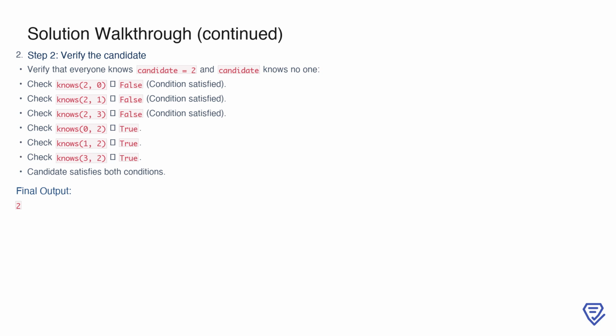Then, we check if everyone knows person 2. The results of knows(0, 2), knows(1, 2), and knows(3, 2) are all true, satisfying the condition that everyone knows the celebrity. Since both conditions are met, the final output is person 2 is the celebrity.